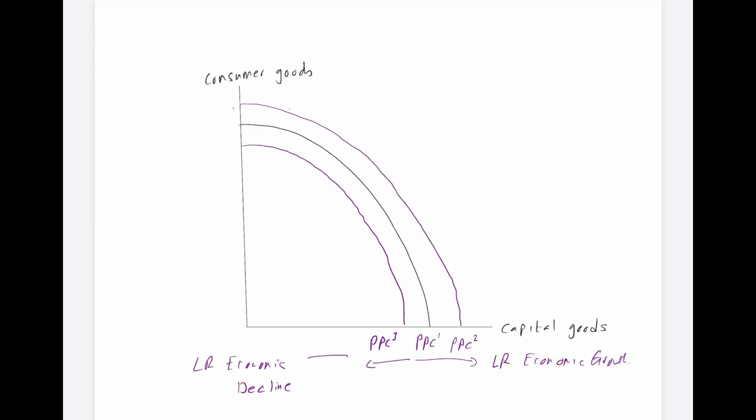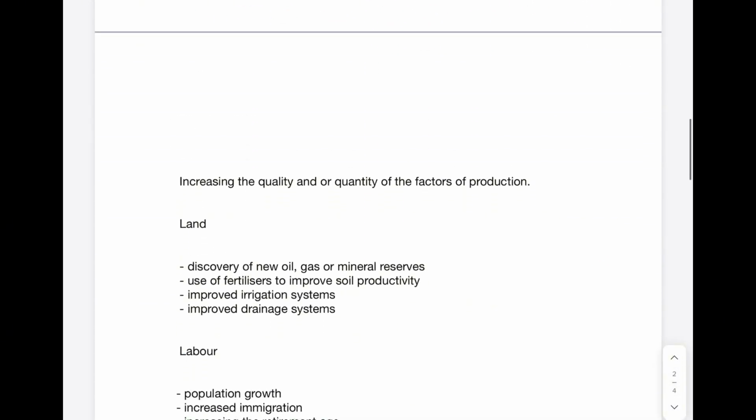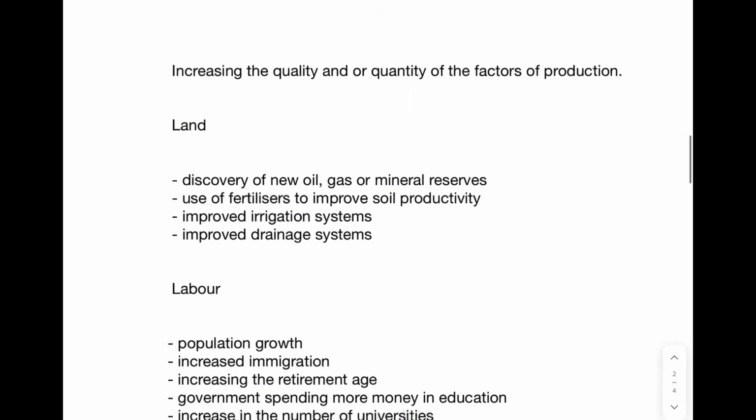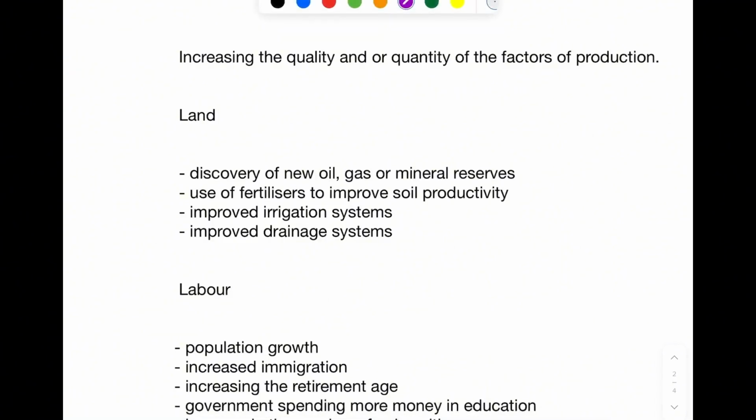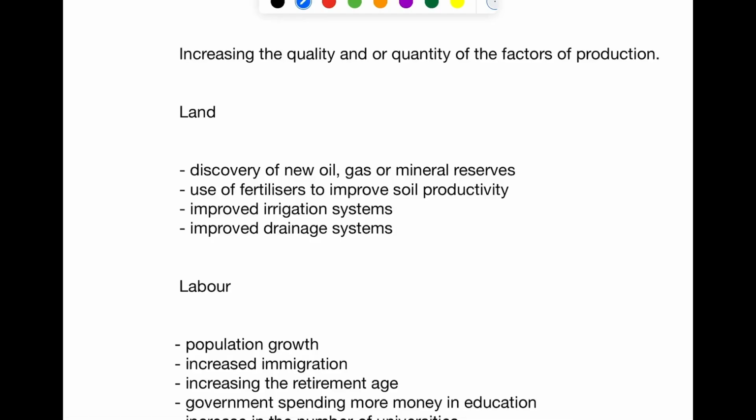Okay, so let's see what causes long run economic growth. What can cause an increase in the quality and or quantity of the factors of production? So let's look at each factor of production in turn. So let's start with land. Okay, land, natural resources. It could be that an economy discovers new oil, gas, or mineral reserves. As a result of that, they have more natural resources. So then the potential output could increase and the PPC will shift to the right-hand side.